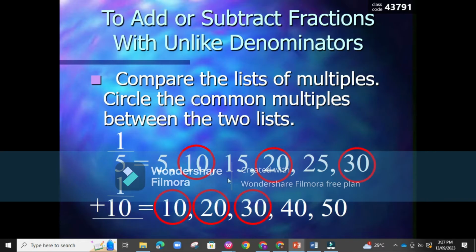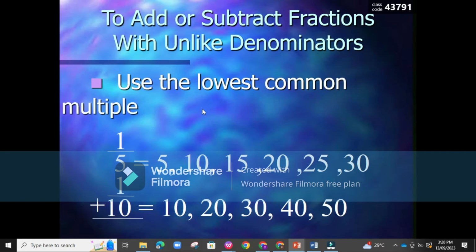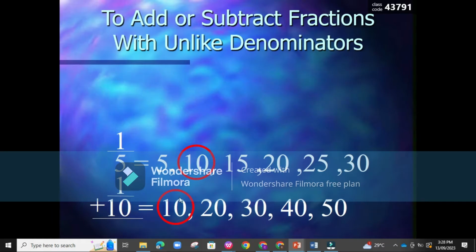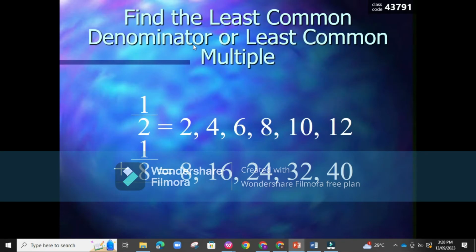And we now circle the common multiples. These are the common multiples. We have here 10. We have 20. We also have 30. But the least common multiple is 10. So, use the lowest common multiple as the denominator. Therefore, our lowest common multiple will be 10. Okay. So, this number is also called the least common denominator. Now, let's proceed to another example.